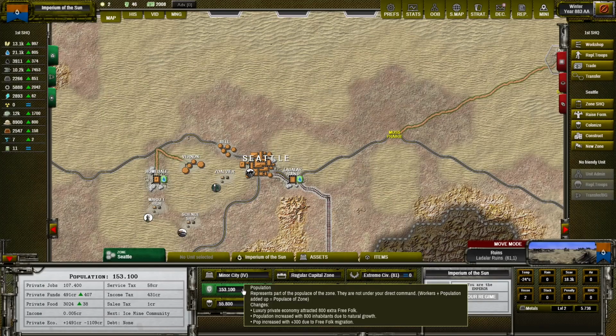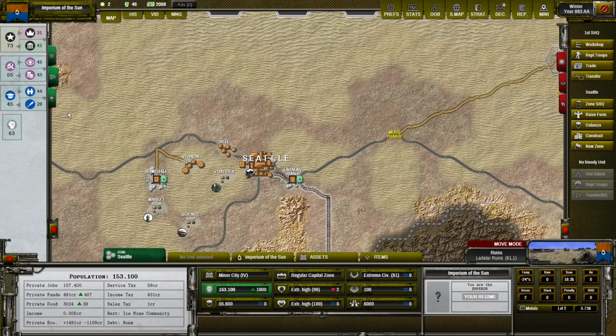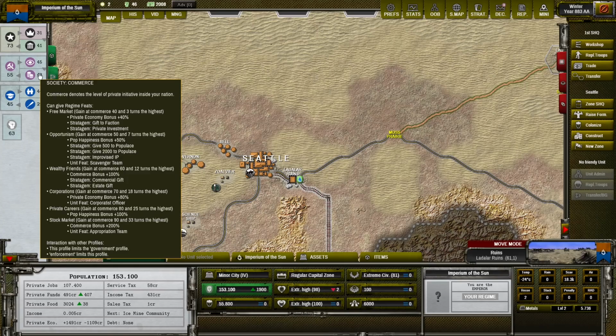There is one important factor here. If you have a commerce profile, it can boost the private economy bonus. So if you plan to grow your private economy, it's good to also focus on the commerce profile. Also, this profile helps you to have better prices.